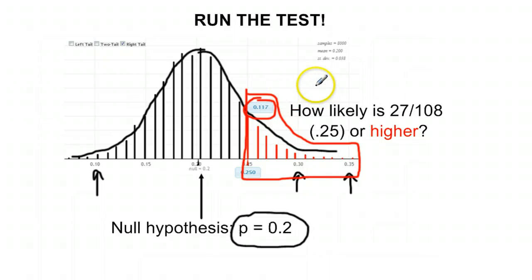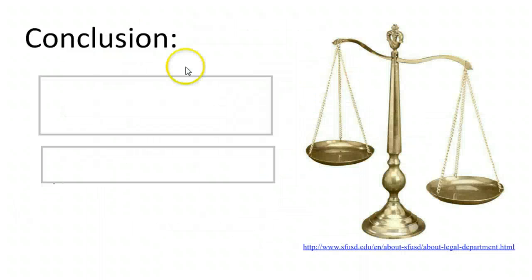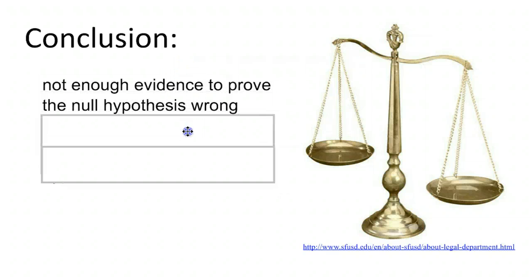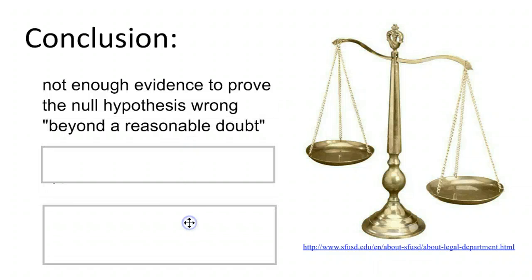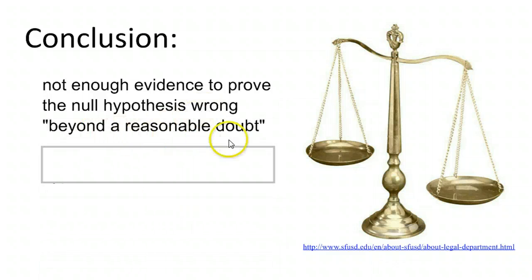So that means that 11% of the time, if the null hypothesis was true, we were going to see as many as 27 out of 108 yellow Skittles in a bag. So it's actually not all that unlikely to happen. It's not super likely, but 11, almost 12% is a reasonable thing to occur. So thinking back to how we make a conclusion with that kind of data, we're going to say that we don't have enough evidence to prove the null hypothesis wrong beyond a reasonable doubt.